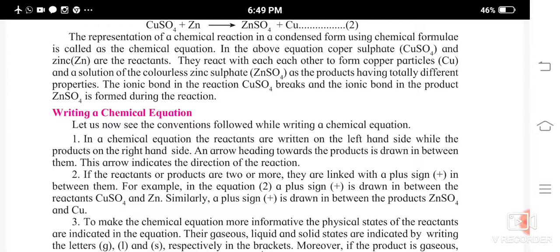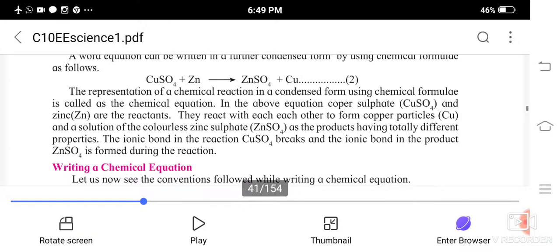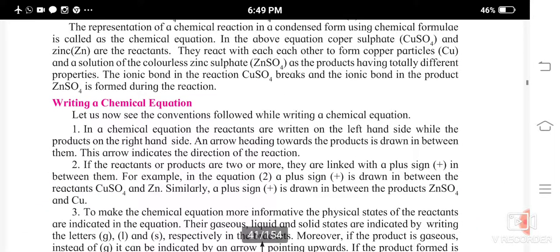So an arrow heading towards the product is drawn in between them. So the arrow is going to tell you the direction of the reaction. Now the second one: if the reactants or products are two or more, they are linked with the plus sign in between them. For example, in the equation 2, a plus sign is drawn in between the reactants copper sulfate and zinc. Similarly, a plus sign is drawn in between the products zinc sulfate and copper.